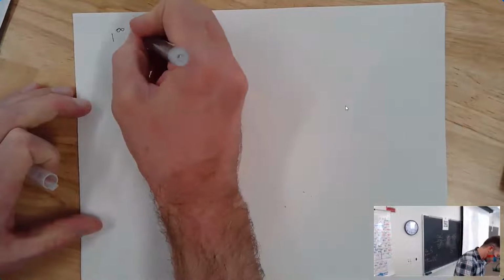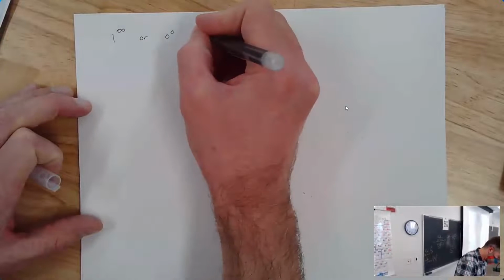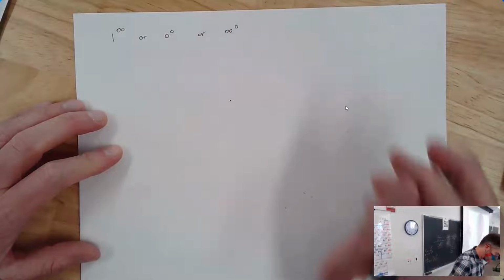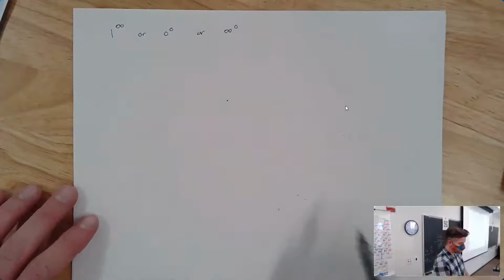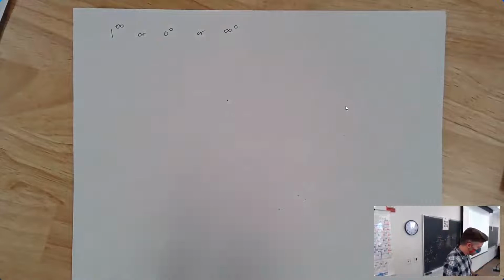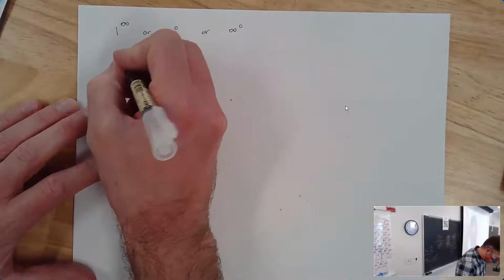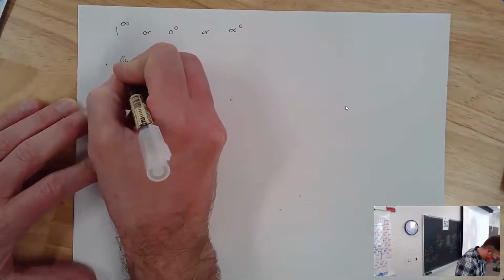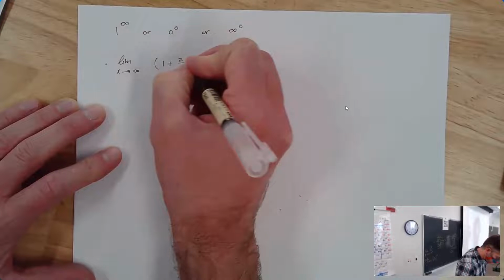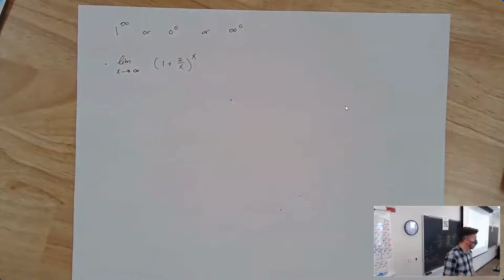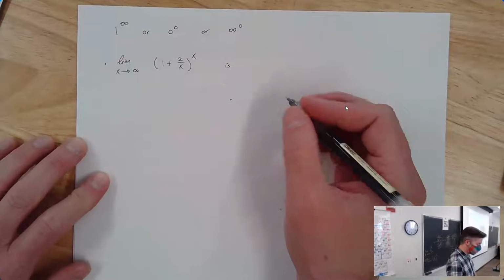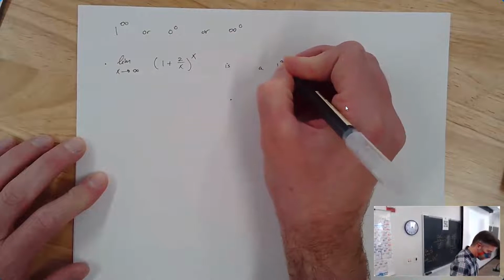Or 0 to the 0, or infinity to the 0. Now, again, when I write this, I don't really mean that to that. That's kind of just a way of saying, for example, if I were looking at this limit, the limit as x goes to infinity of (1 plus 2 over x) to the x power, I would call that a 1 to the infinity indeterminate form.